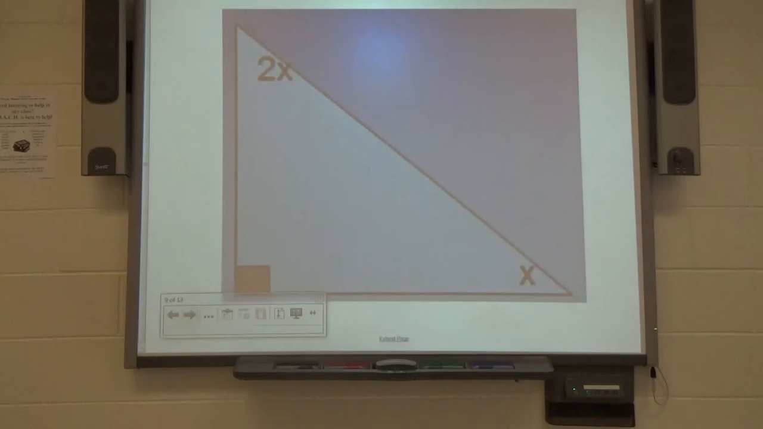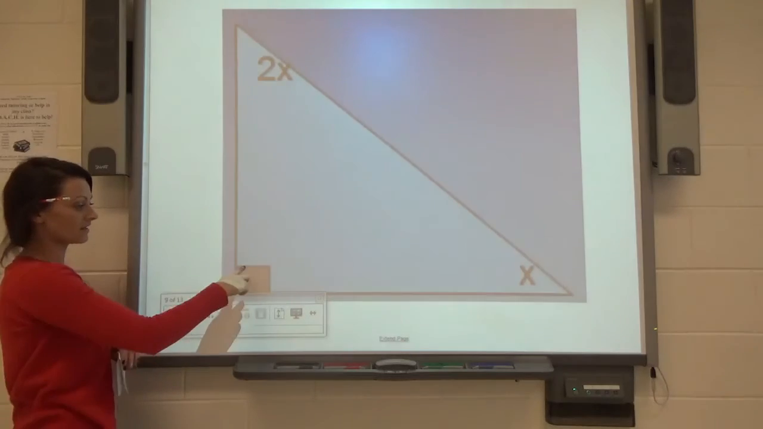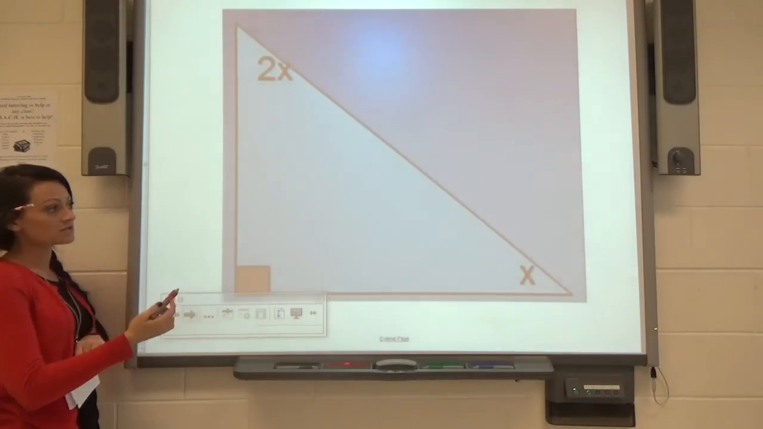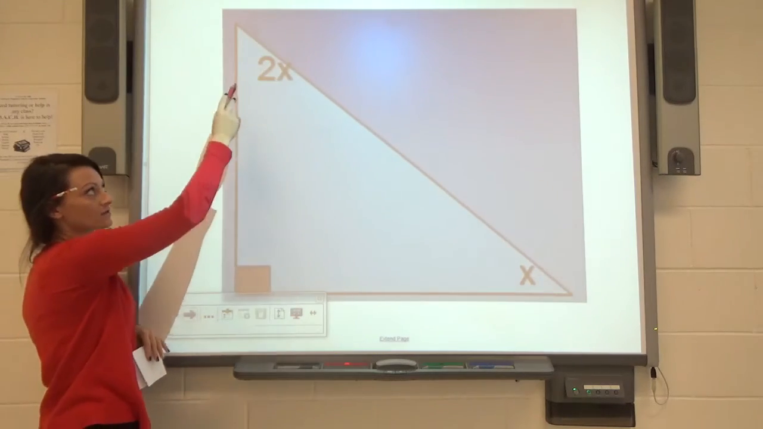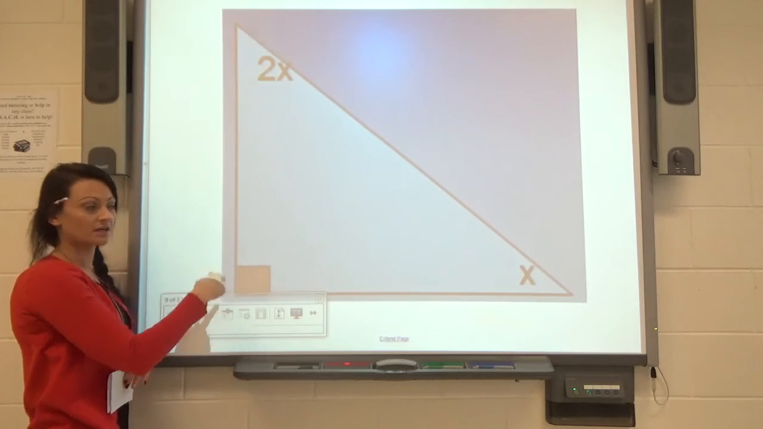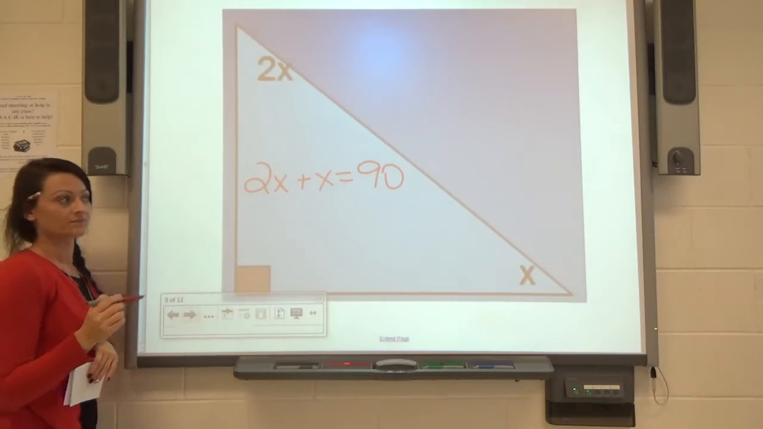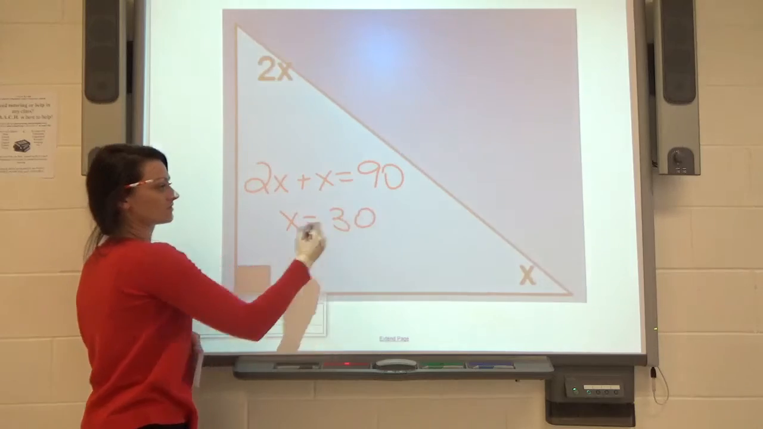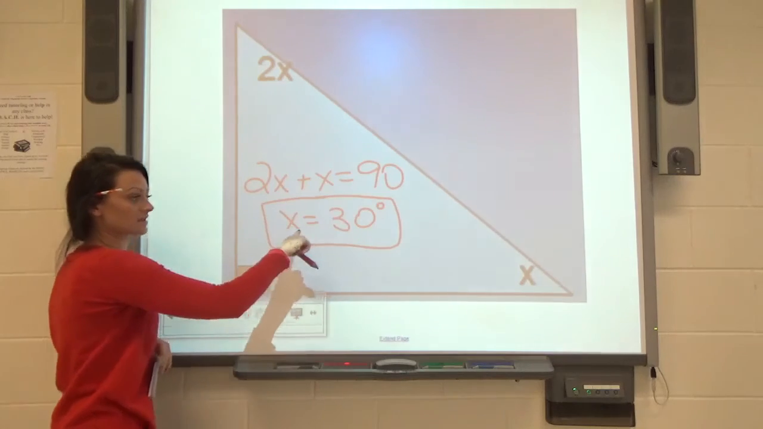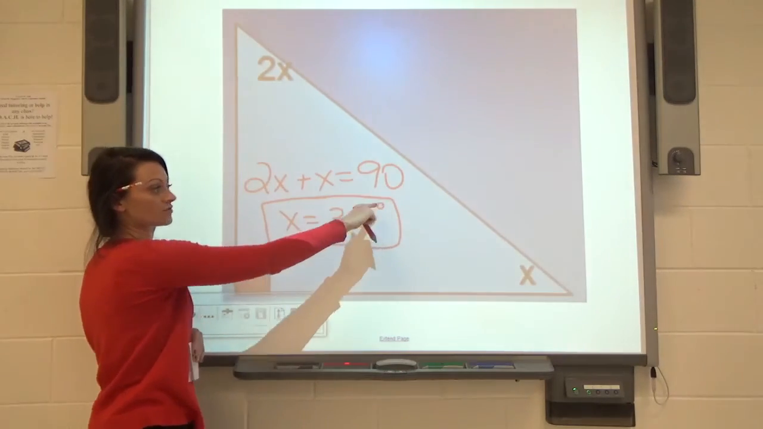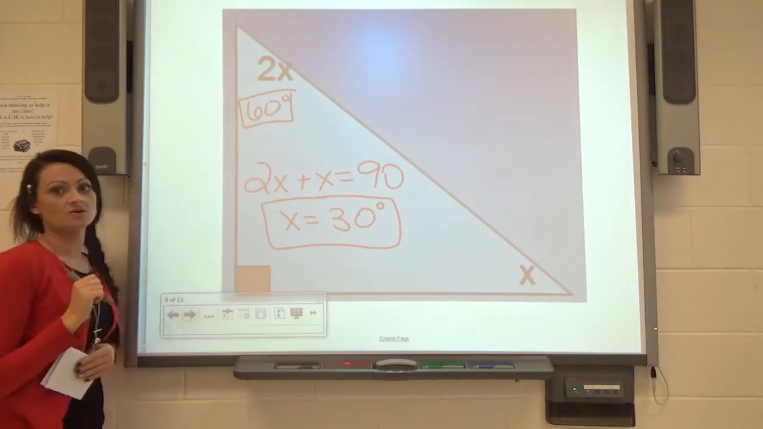And so if you look at this picture, I have 2x in this corner and x in the bottom corner. And this is a 90-degree angle. Now you could say 90 plus 2x plus x equals 180. But because I know that these two acute angles also have to be 90 degrees, I could say that 2x plus x equals 90, which gets me to x being 30, because this would be 3x. So in this case, because x is an angle measurement, I'm going to say that x is equal to 30 degrees. So this would have to be 60 degrees.